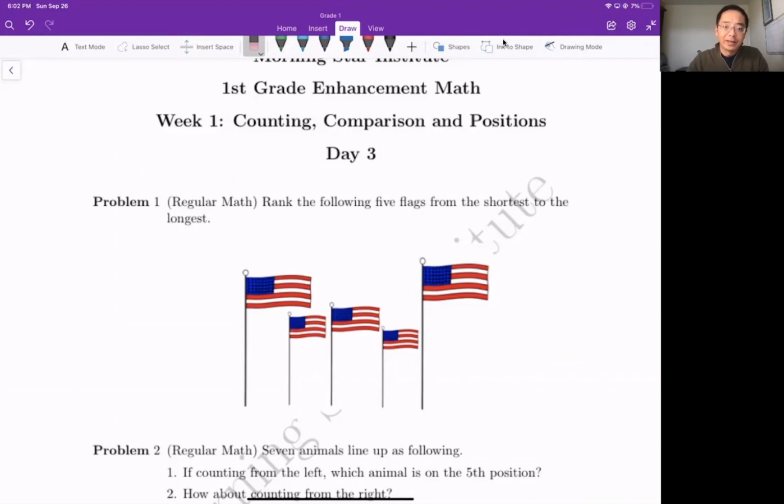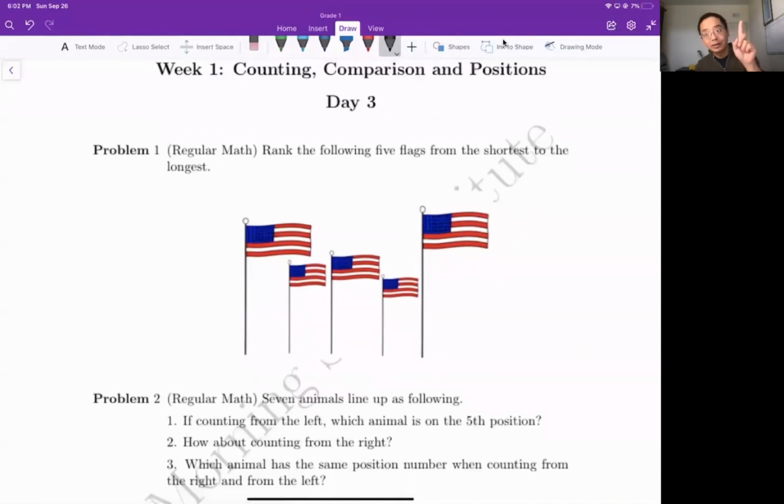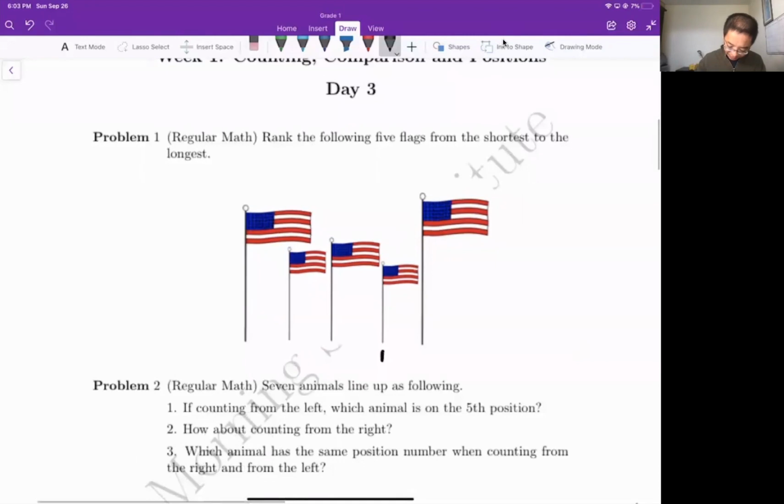Problem number 1 in day 3. So this is a simple question. Here we have 5 flags. We need to order them from the shortest to the longest. I will just use number 1 to represent the shortest and go up all the way to 5, the longest. Look at these 5 flags. Obviously, this guy is the shortest. And then we examine the others, and this one is the second shortest. And this is in the middle. This one is the second longest, and the one on the right is the longest. So this is how we rank them.